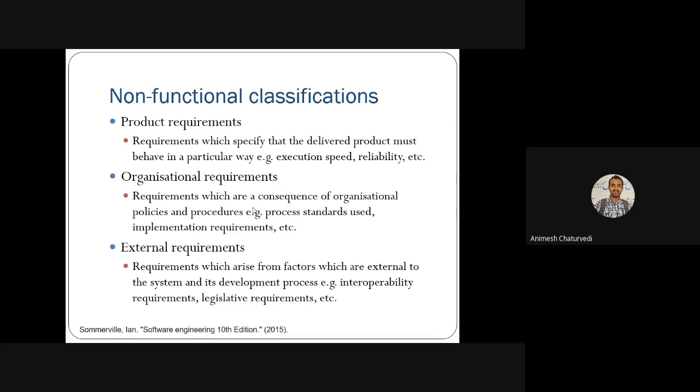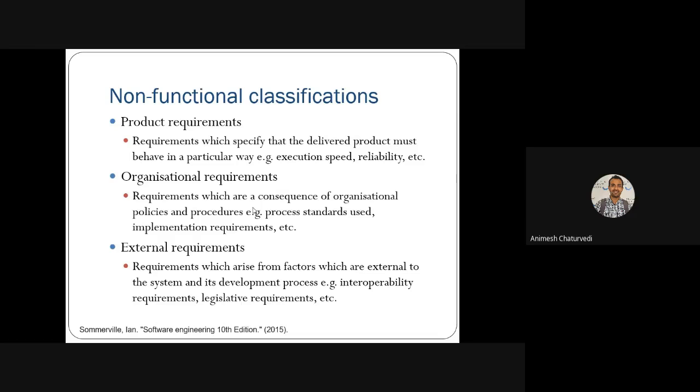Then what are the non-functional classifications that we have seen? We'll see the product requirement, organizational requirement, and external requirement. What are the product requirements? They mean how the product should be delivered, what the speed of execution of that product is, what the reliability of that product is, and how well that product has to function when it is delivered.